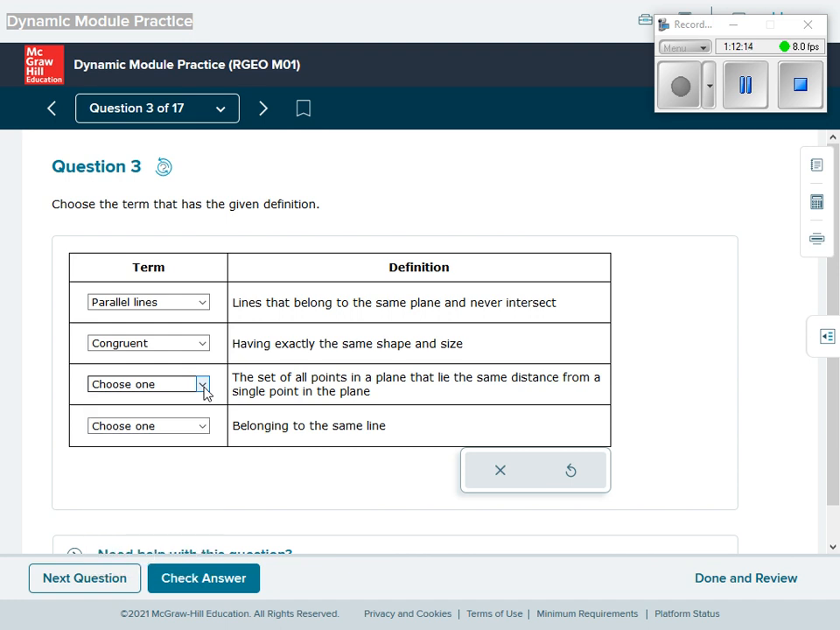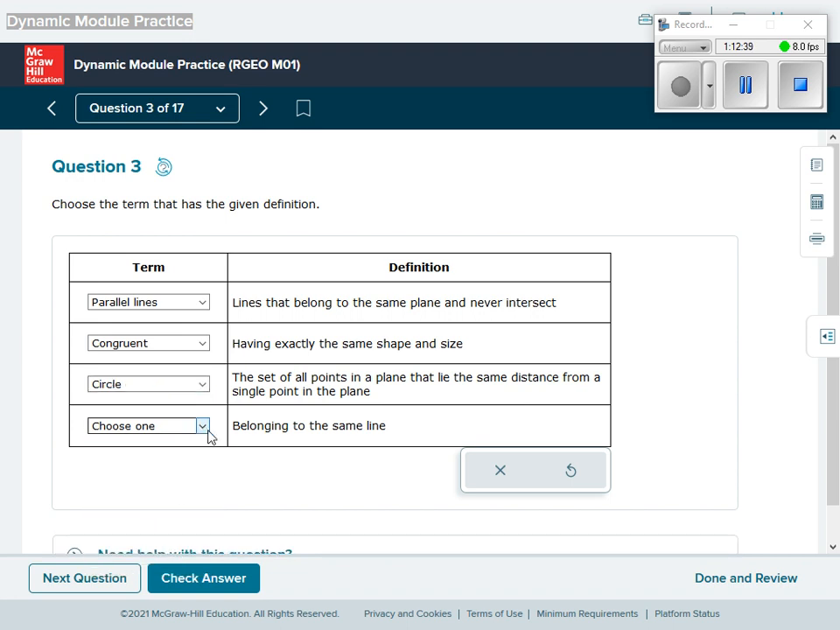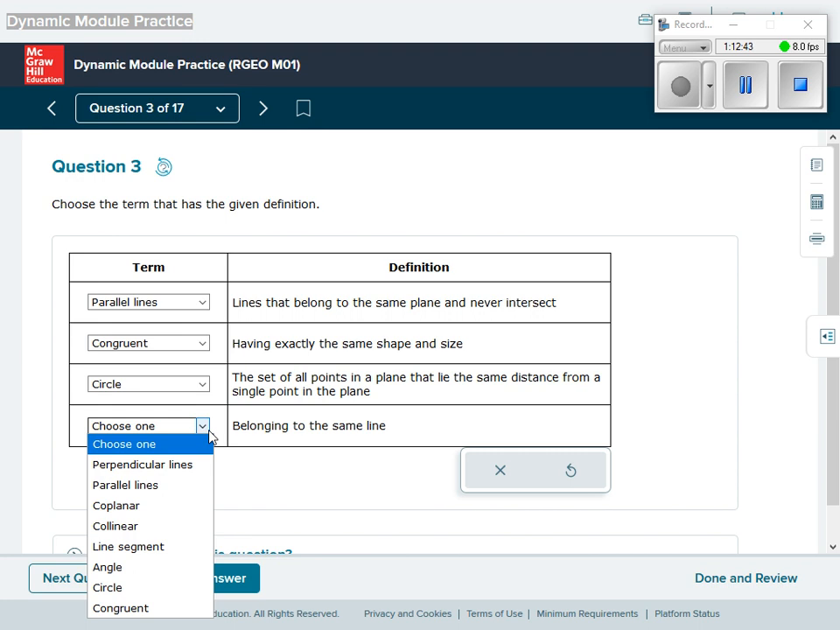Next one, set of points in a plane that lie the same distance from a single point in the plane. We talked about this one. It's not even on there. Oh, yeah it is. Yeah, no, we didn't talk about this one. I thought they were using something else. Why are they doing this? What in the world? You haven't gotten to the drawing one yet. Yeah, where'd it go?